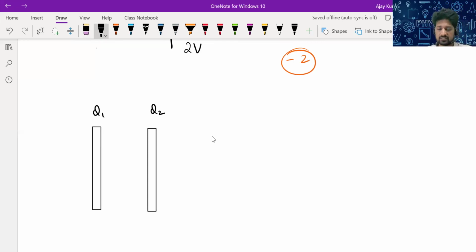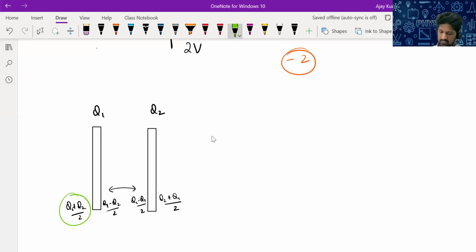The net charge on this system, which is Q1 plus Q2, half of it will appear on the first face. Then this becomes (Q1 minus Q2)/2, such that total charge on the first plate is Q1. And this becomes (Q2 minus Q1)/2. These two should be exactly opposite to each other. And then this becomes (Q2 plus Q1)/2, such that net charge on the second plate is Q2. You will see that the first face and the last face have exactly the same charge, which is half of the total charge of this system.